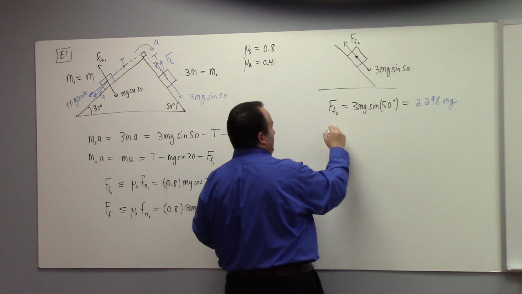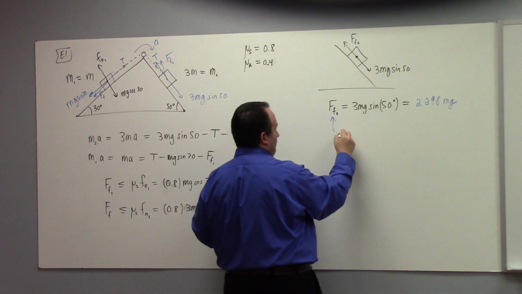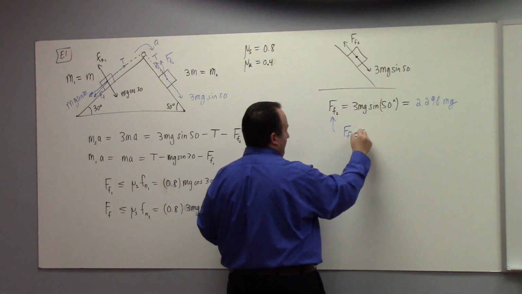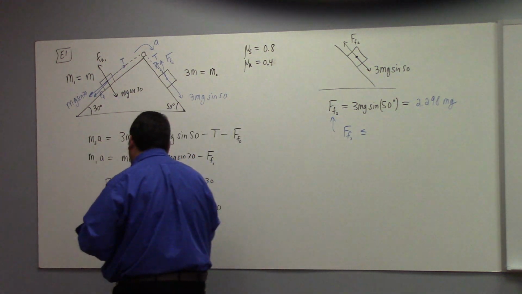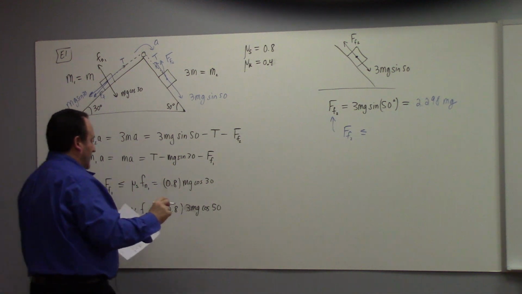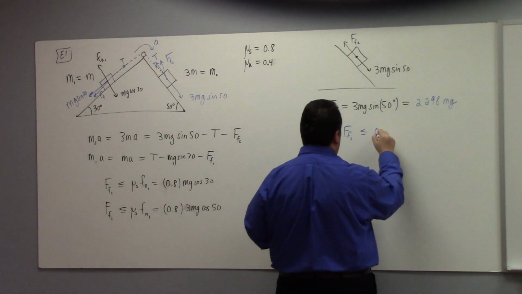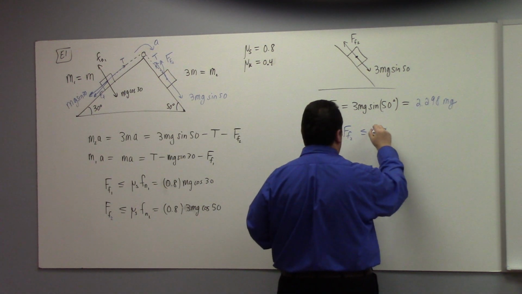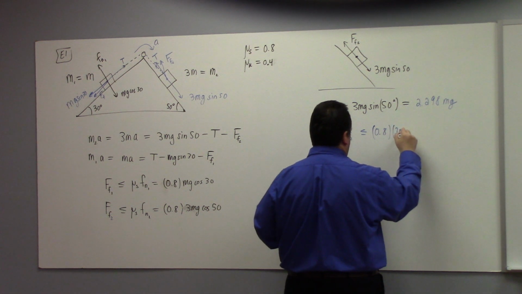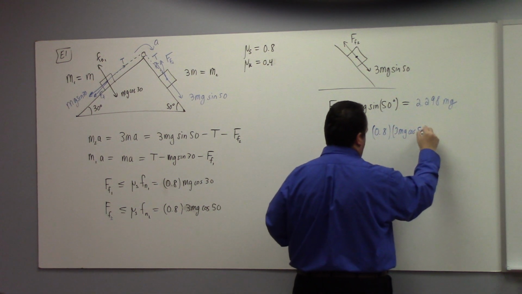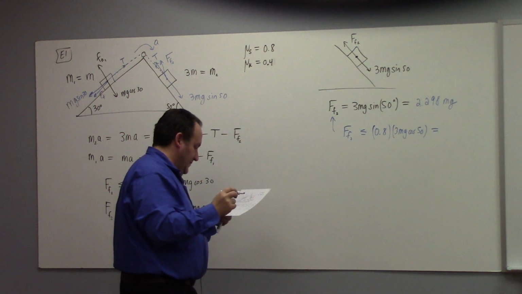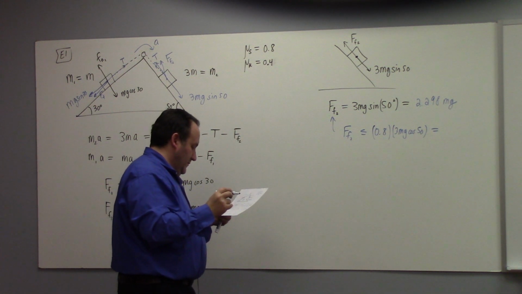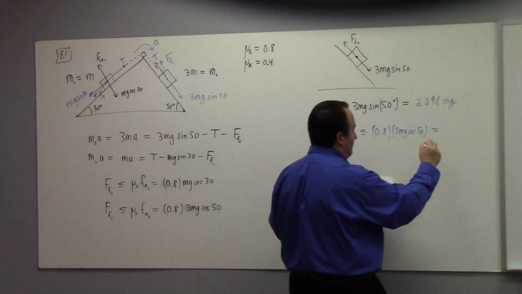In contrast, what's the maximum force of friction? Remember, it's less than or equal to 0.8 times 3 mg cosine 50. What's that? That works out to 1.54 mg.